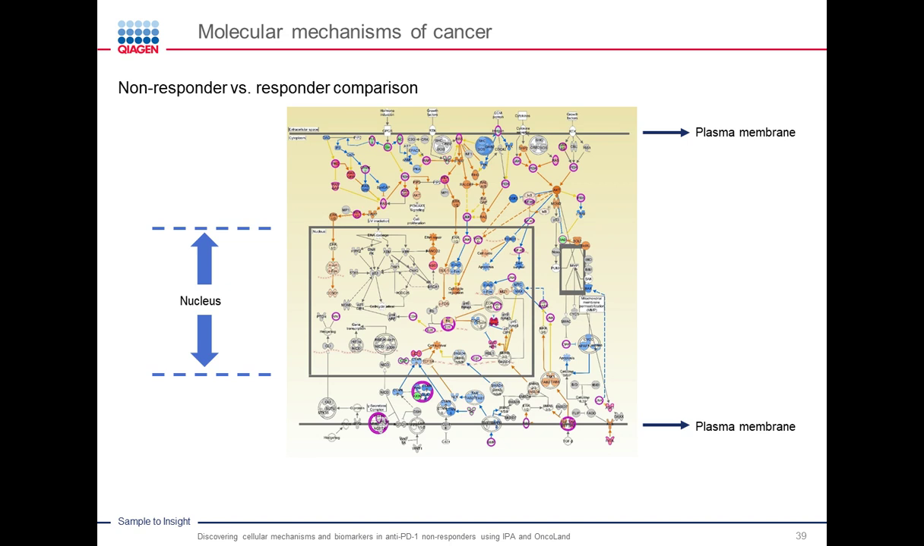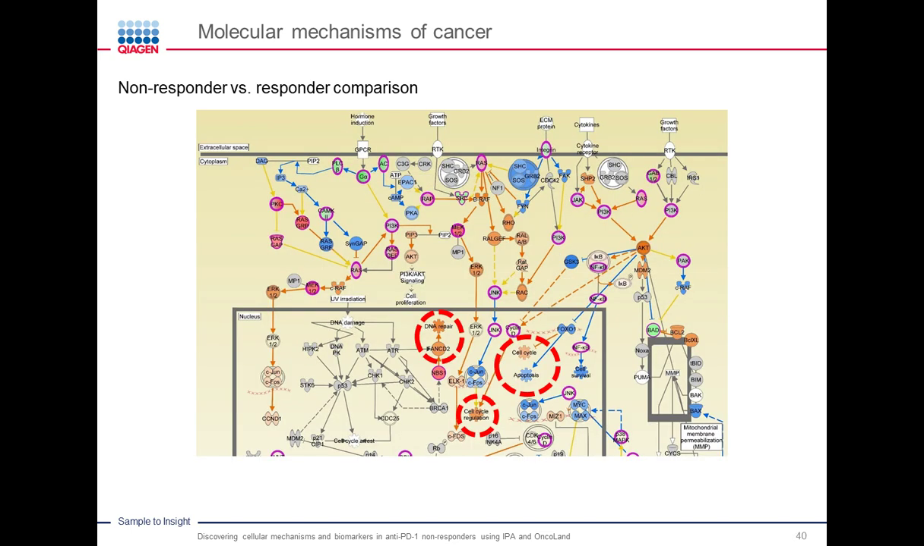And you can open up pathways. So in this case, to study mechanism of action, we are opening up the molecular mechanism of cancer pathway. And you can see pathways are nicely organized from plasma membrane to nucleus. In this case, we have plasma membrane both on top and bottom, and we are going to the nucleus in the center. If we zoom in on the pathway, then we can see the functional impact of gene expression on this pathway.